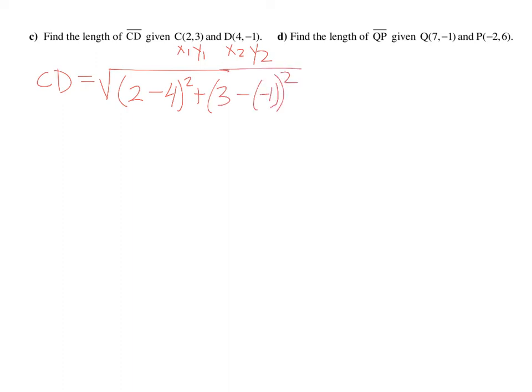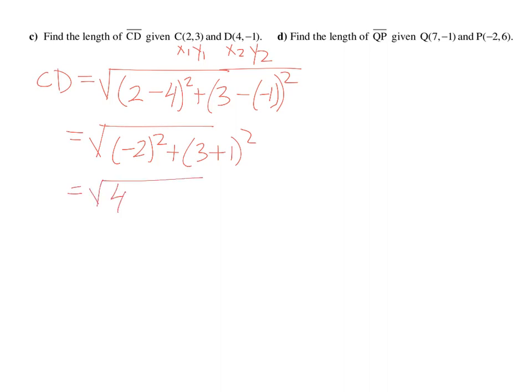All right, now find the length of CD given these points. A little more practice now. Should be getting the hang of this at this point. So that's x1, y1, x2, y2. So we plug in x1, which is 2, minus x2, which is 4, plus 3 minus y2, which is negative 1, squared. So I end up with 2 minus 4, which is negative 2 squared, plus 3 minus negative 1, so that's 3 plus 1 squared.